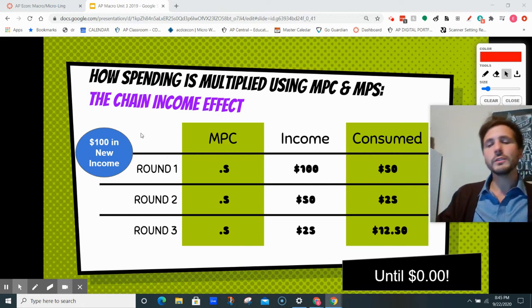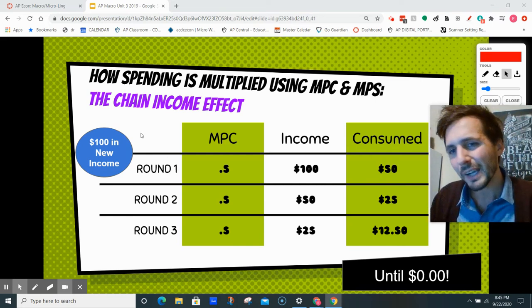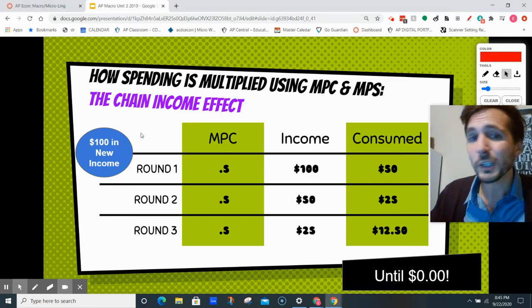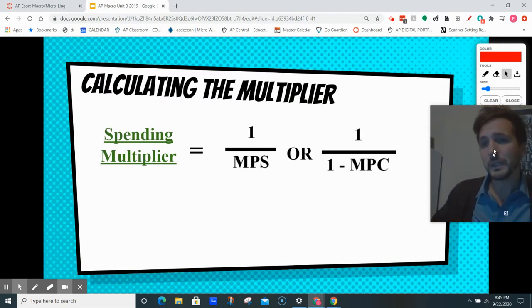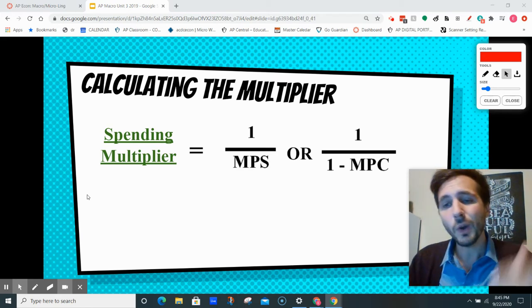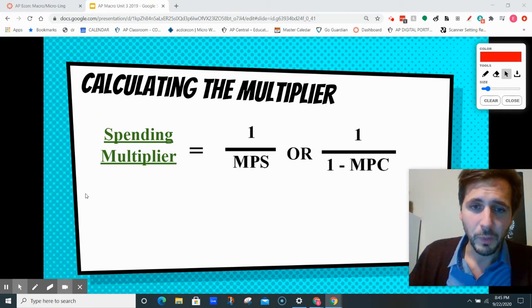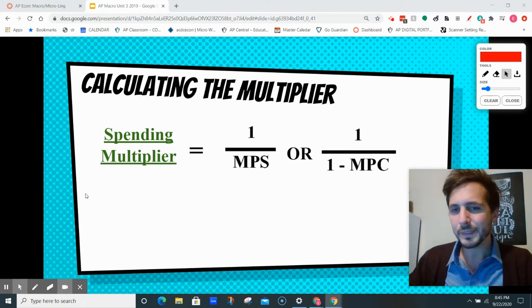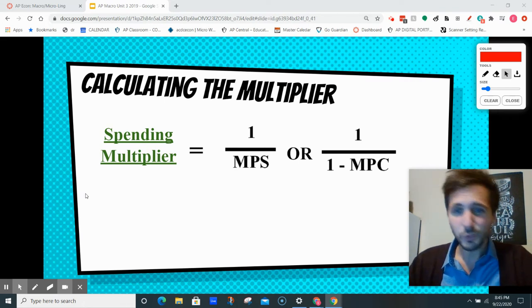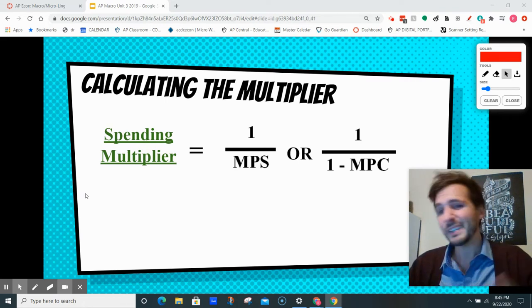Now, the good news is you don't actually have to use this process. This just shows you the concept. There's actually a quick shortcut to find the spending multiplier, and it looks like this. Spending multiplier is 1 over MPS, right? Or 1 over 1 minus MPC. That's the same thing, right? Remember, MPC plus MPS is 1. So 1 minus MPC is MPS.